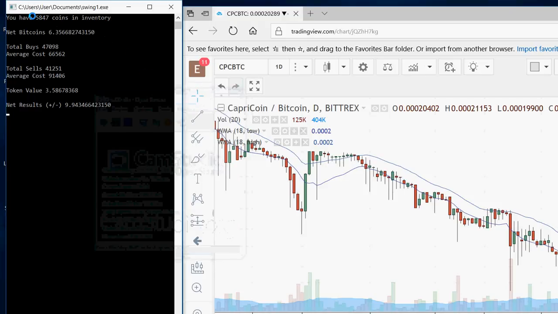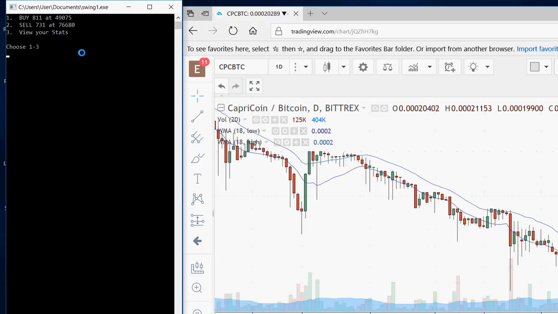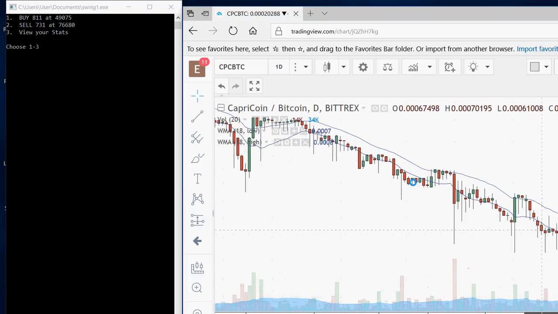And for these 5,847 coins, if you want them higher, I put 102 for the increase. If it was 104, 105, 110, then that number would be higher. So then let's continue on. And what we got is buy at 49 and sell at 76. So we're starting it for the month of June.